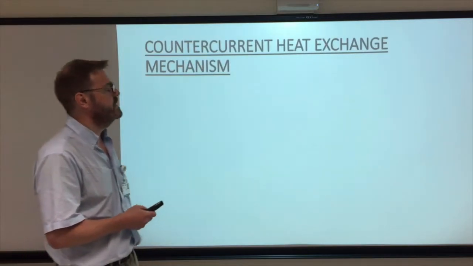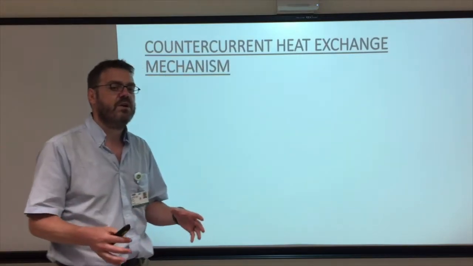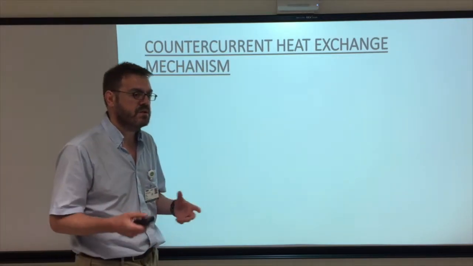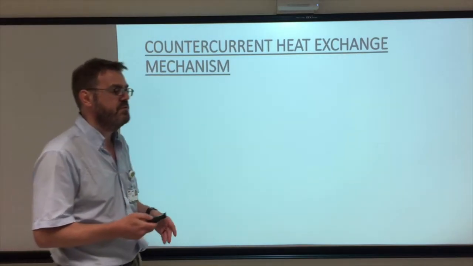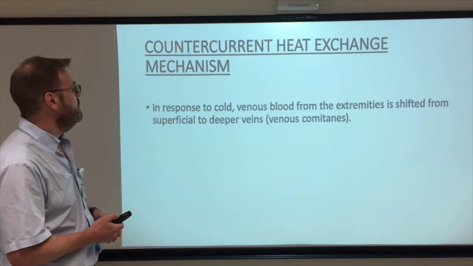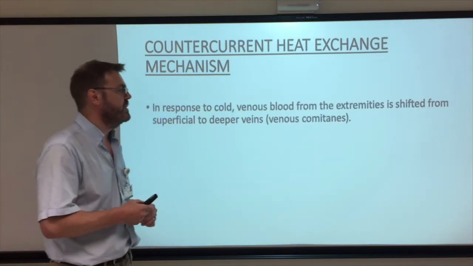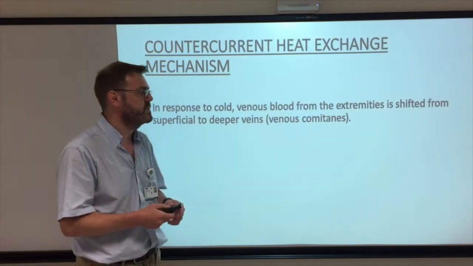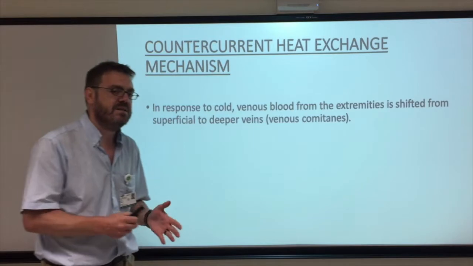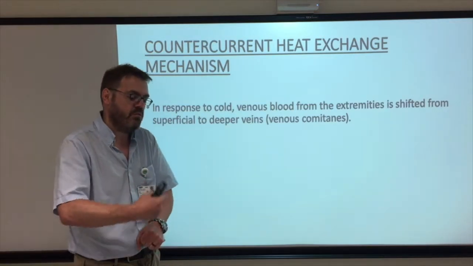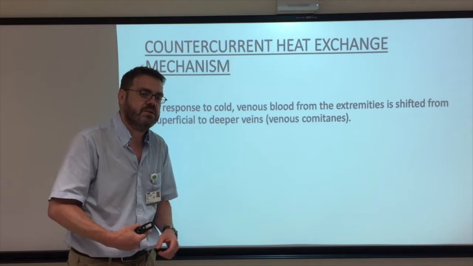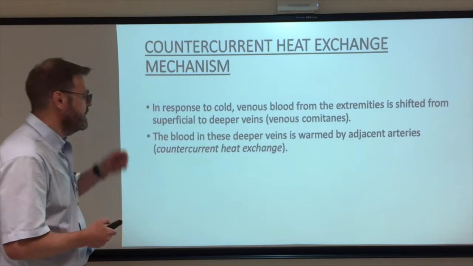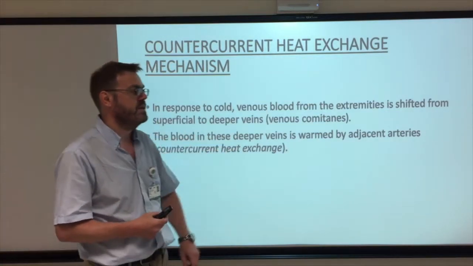Okay, countercurrent heat exchange mechanism. So this is kind of another way that your body can regulate your temperature, and this is due now to sort of deeper veins, the deeper system. In response to cold, venous blood from the extremities is shifted to superficial and deeper veins called venae comitantes. And these are deeper veins that kind of wrap around your arteries, and they will bring the blood inside, and this does two things. The blood in these deeper veins is warmed by the adjacent arteries.